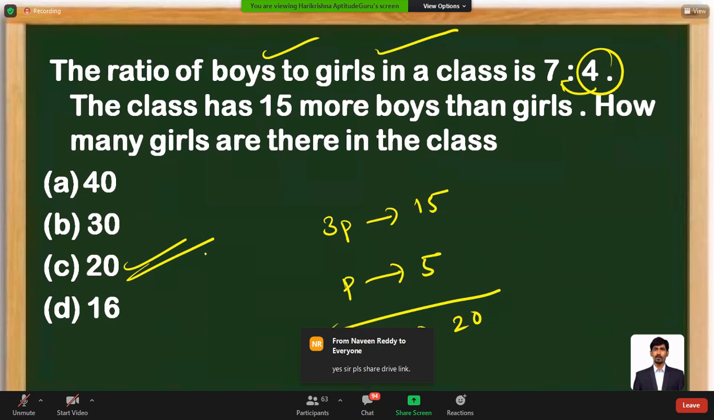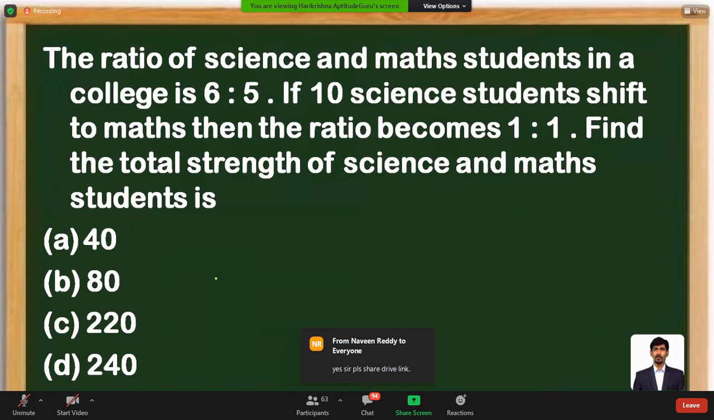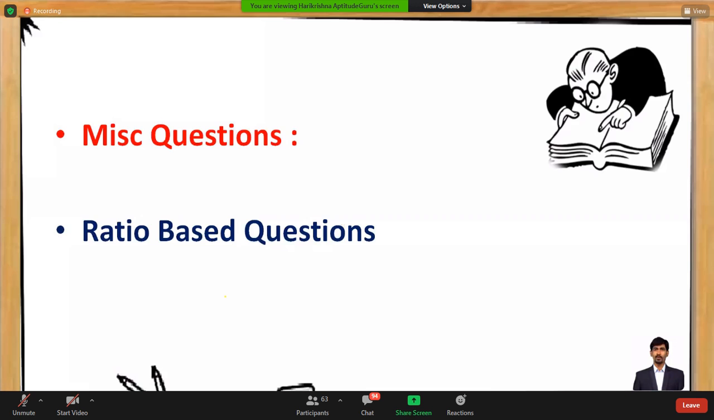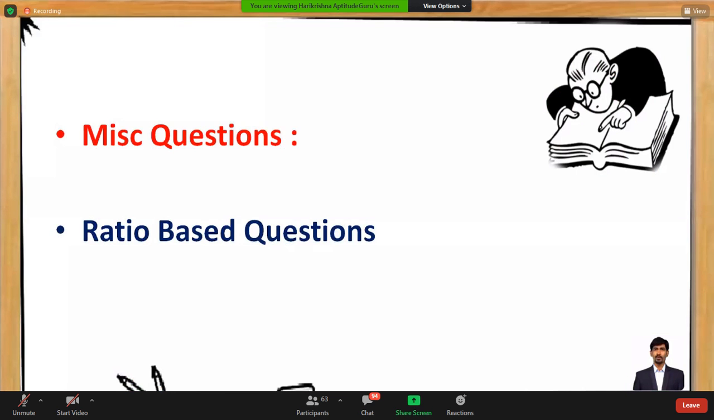So these are again the miscellaneous questions that we have done from the starting. You can use the unitary method and solve all these questions. I will be sharing all these questions with you in the classroom.